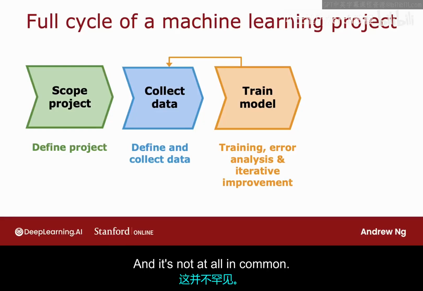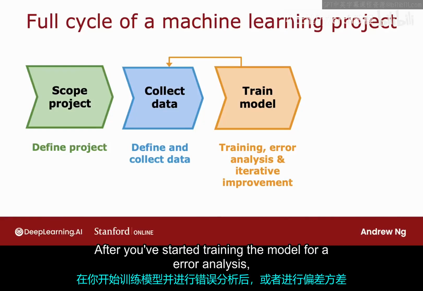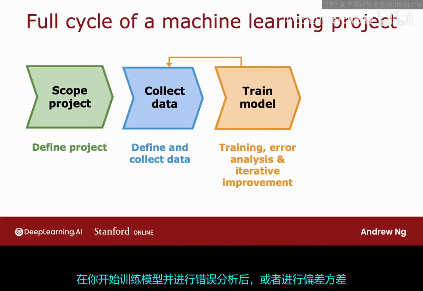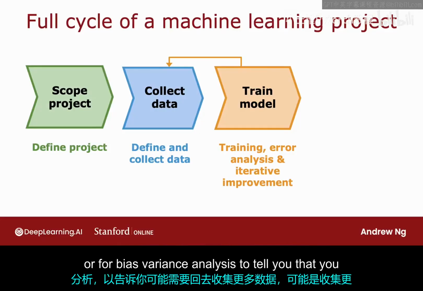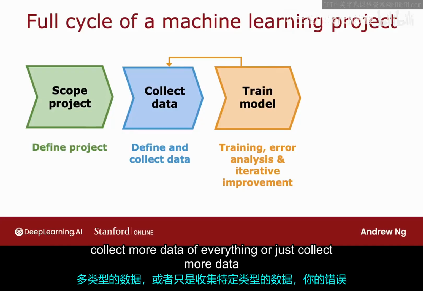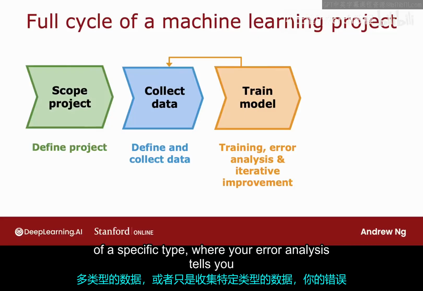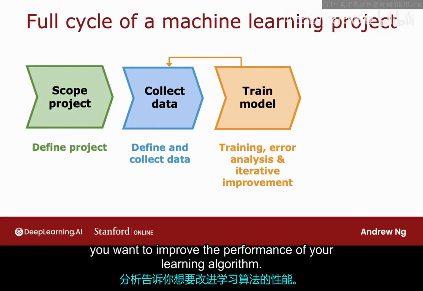And it's not at all uncommon after you've started training the model for error analysis or for bias variance analysis to tell you that you might want to go back to collect more data. Maybe collect more data of everything or just collect more data of a specific type where your error analysis tells you you want to improve the performance of your learning algorithm.